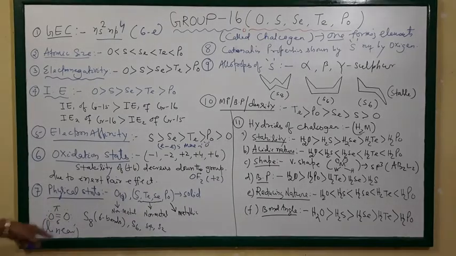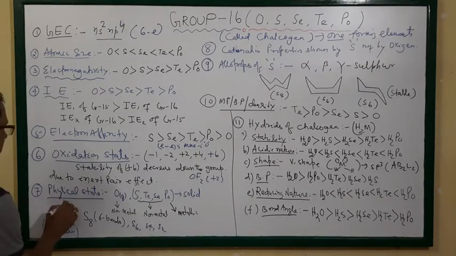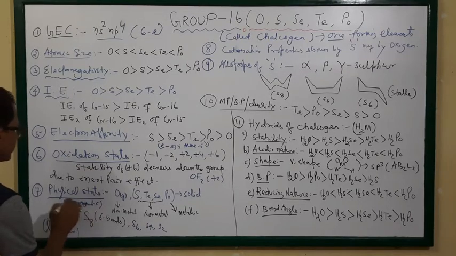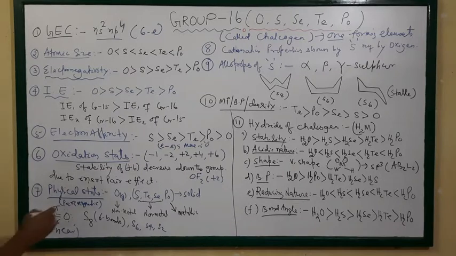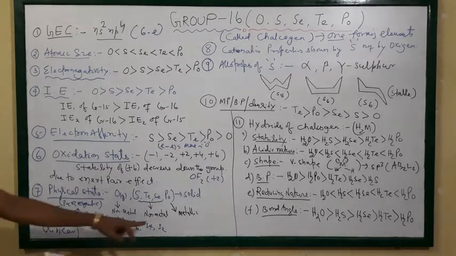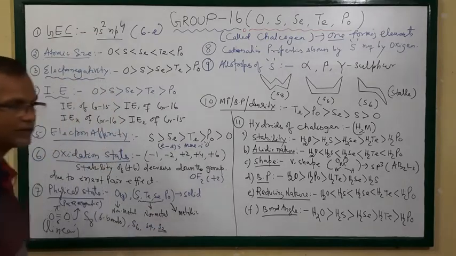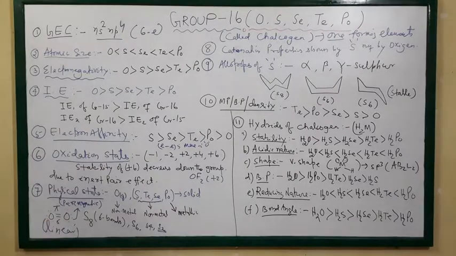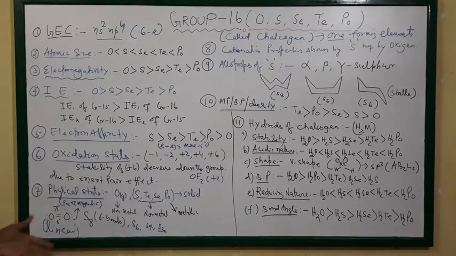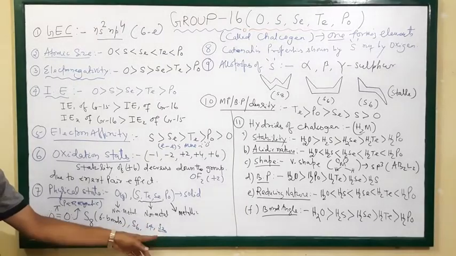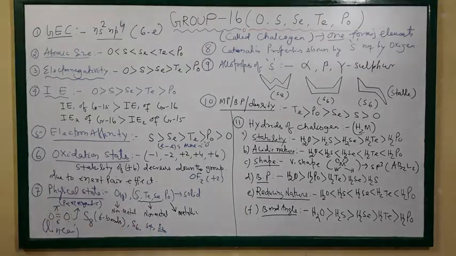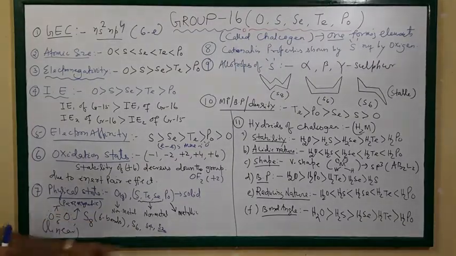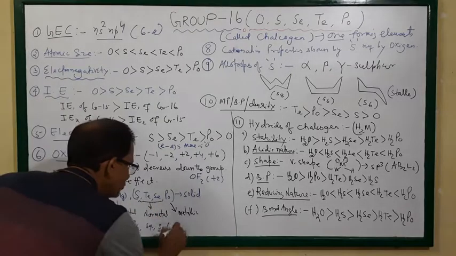And this O2 is paramagnetic. If O2 is paramagnetic, S2 is also paramagnetic. Why is S2 paramagnetic? Because the structure of S2 is the same as O2. No doubt it is less stable compared to O2, but in the S2 molecule the shape, the configuration is the same as the O2 molecule. That's why S2 is also paramagnetic.